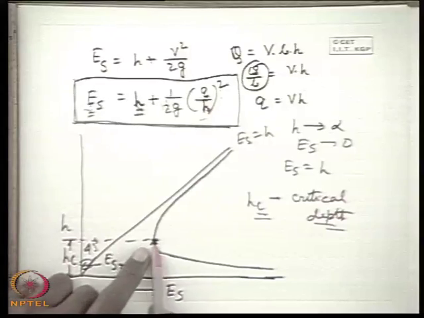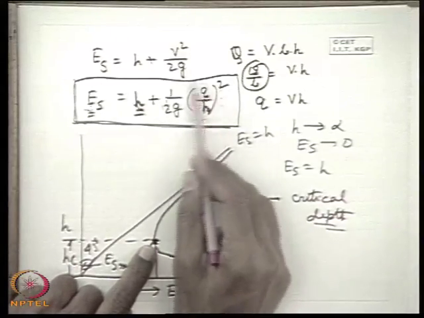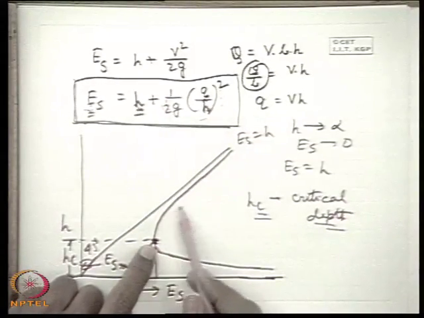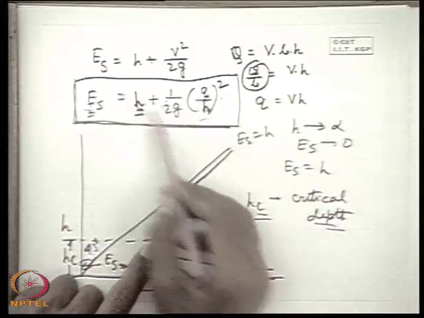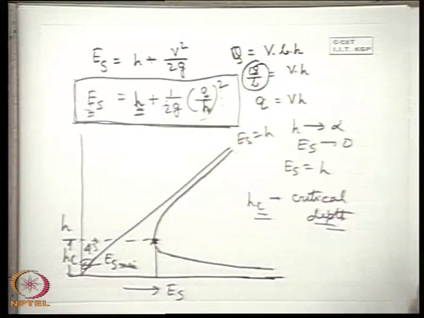If we decrease the depth, ES increases, which is because of this term, and if we increase the depth above this, then also ES increases because of this term. So this is the typical variation of ES with H.